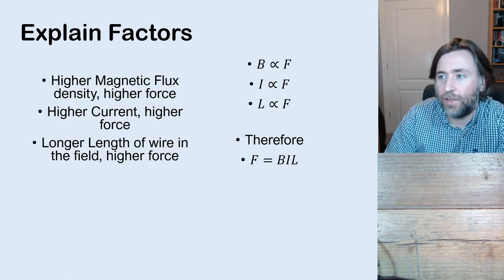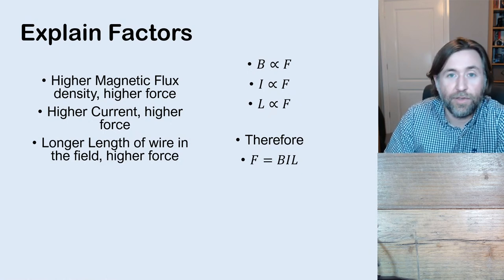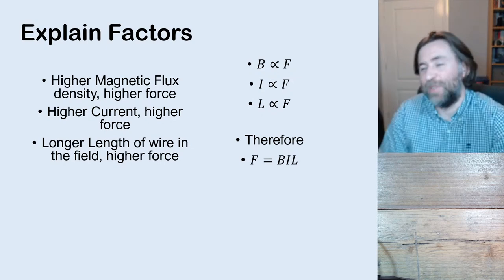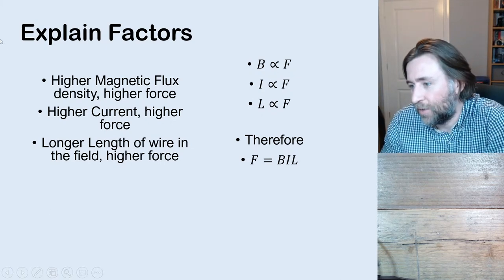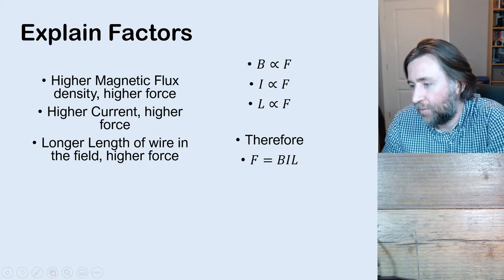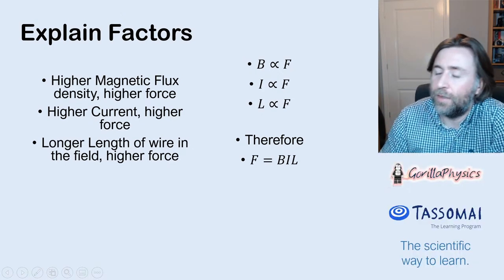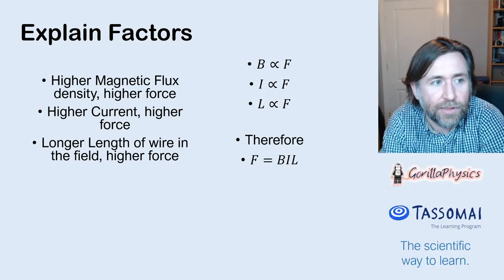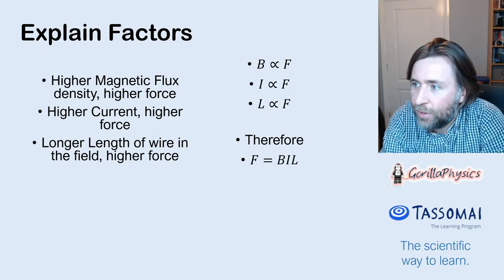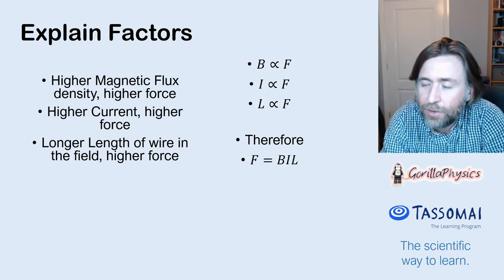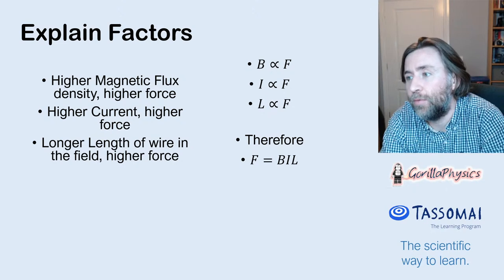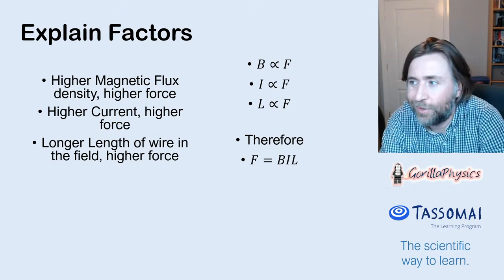Essentially, the higher the magnetic flux density, which means the stronger the magnet. And don't say bigger magnet, by the way, say stronger magnet if you're ever asked to describe that. The higher the magnetic flux density, the higher the force is going to be. The higher the current, the higher the force is going to be, and the longer the length of wire in the field, the higher the force is going to be as well.